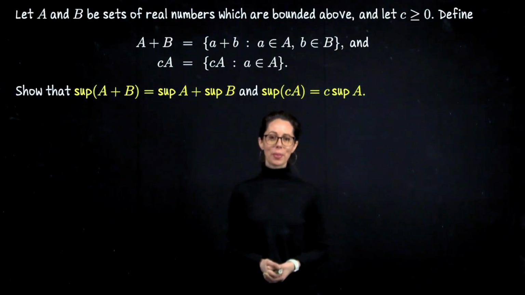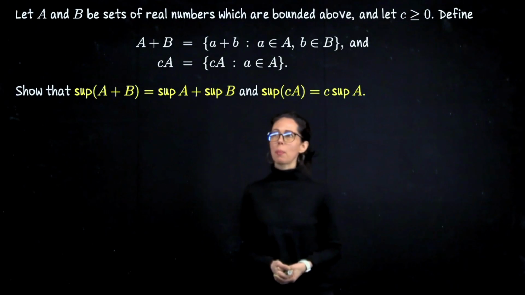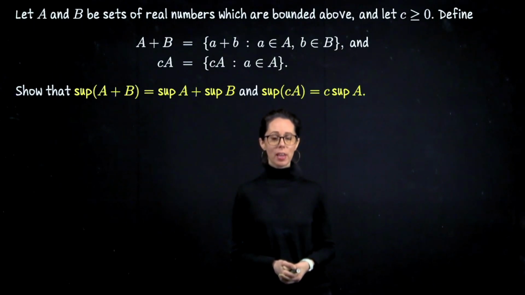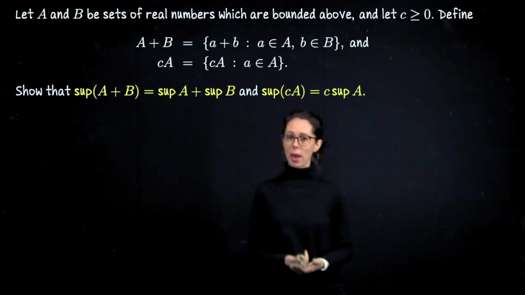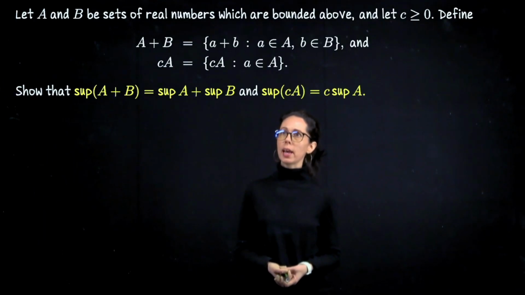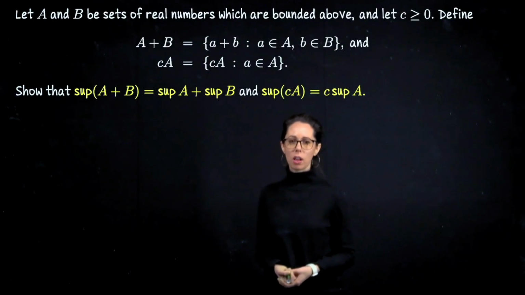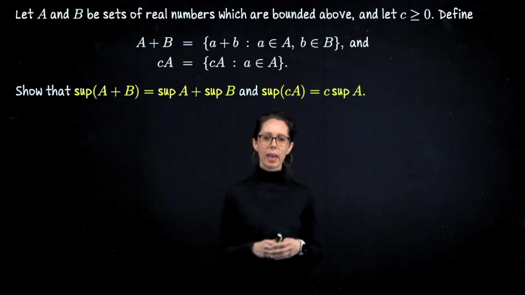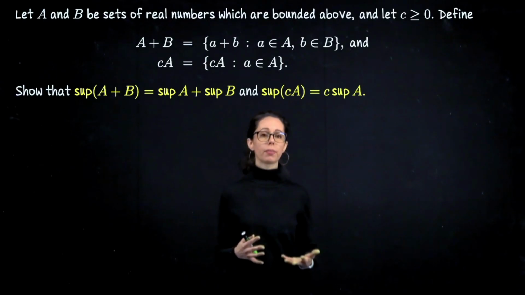Let's wrap up this video with these two exercises. So we want to imagine that A and B are two sets which are both bounded above. By the supremum property, we know that each of them has a supremum. What we are going to do is form two new sets. The first one we will call A plus B, and what that means is it's all of the terms that you could get by adding something from A to something from B.